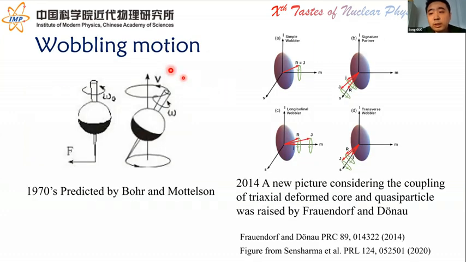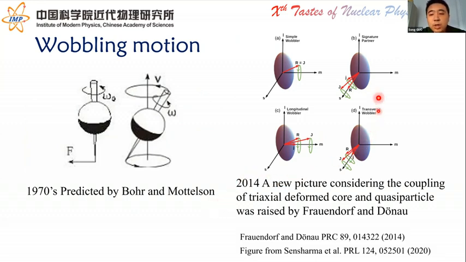Wobbling motion in atomic nuclei is in fact complicated. However, its picture is similar to the precession of a gyroscope or a top in normal life. This conception in nuclei was introduced by Bohr and Mottelson half a century ago.